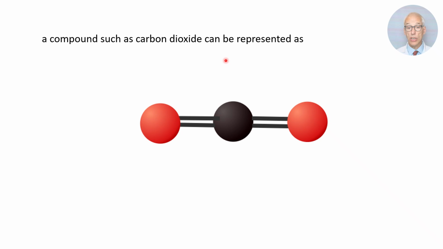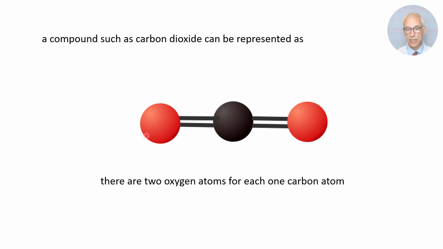So let's look at the compound carbon dioxide, and here is a diagram. 1 carbon, 2 oxygens. So the formula would be written as 1 carbon, 2 oxygens. The subscript 2 refers only to the oxygen and not to the carbon. So we have 1 carbon, but 2 oxygens. That is always true for carbon dioxide. It's always CO2.